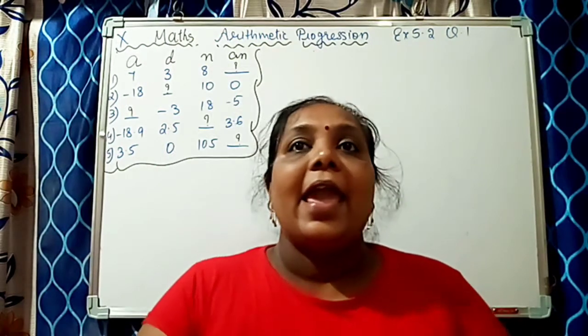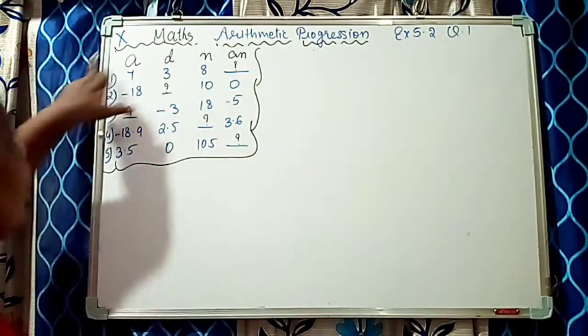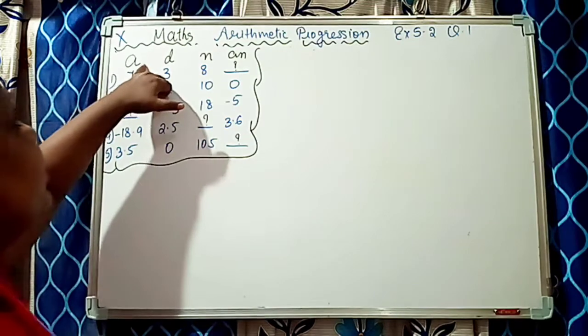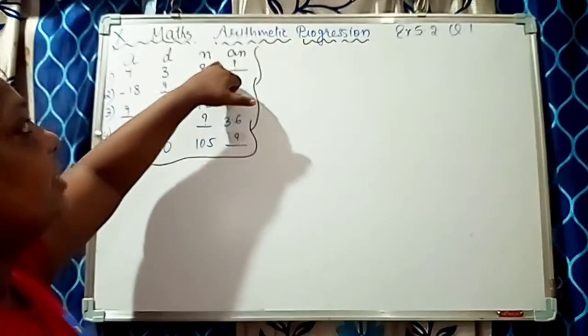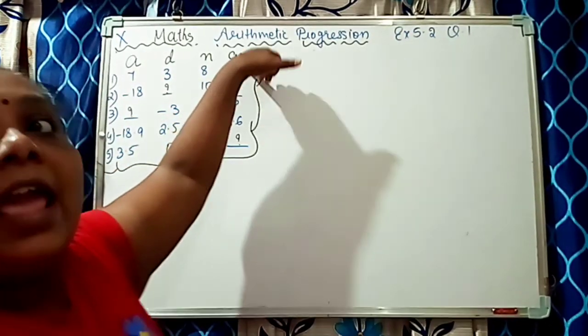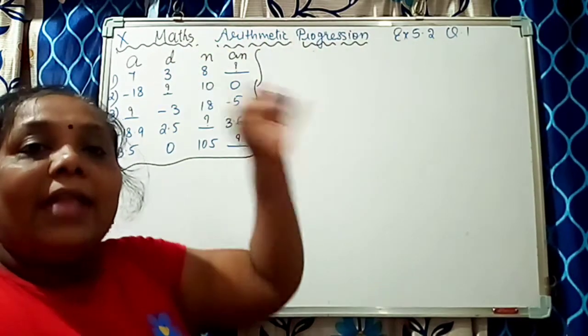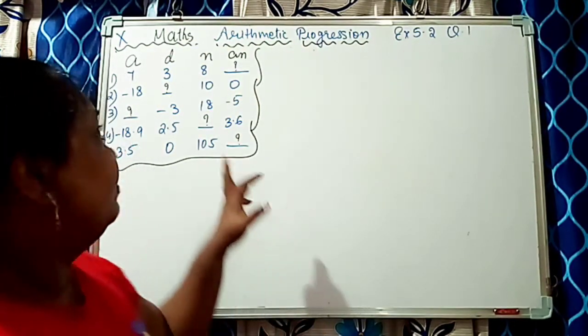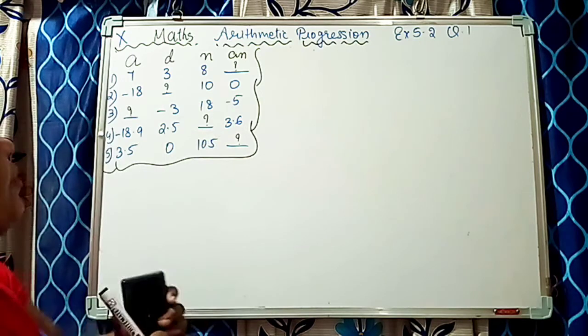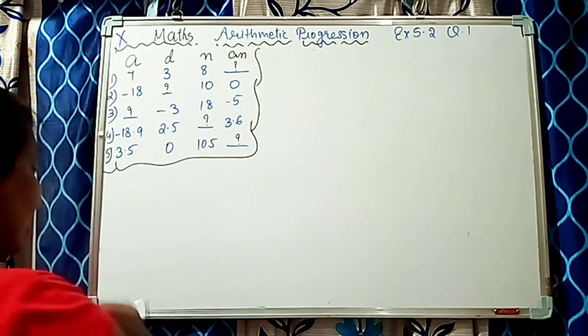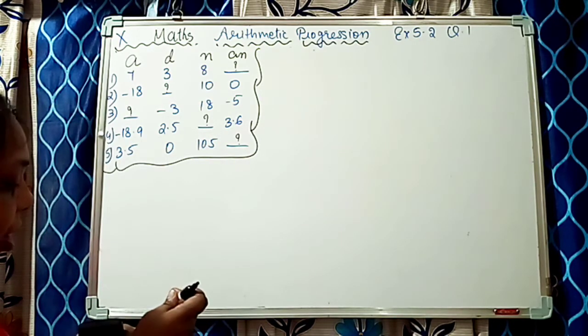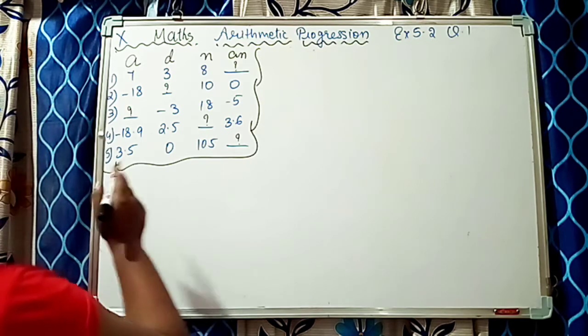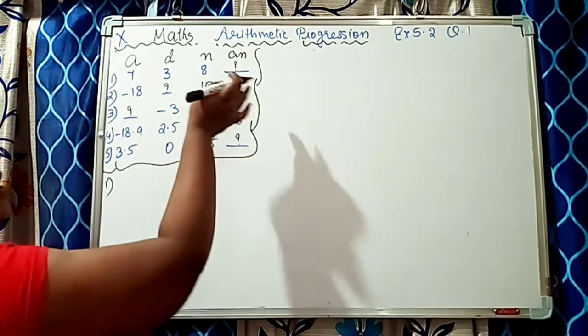In that, you have seen the columns: a is the first term, d is the common difference, n is given, and a_n is the nth term of the AP. I will start with the first one. We are starting the solutions.